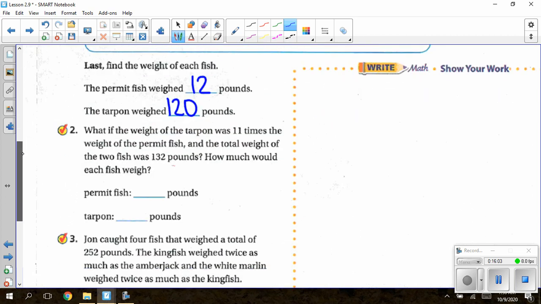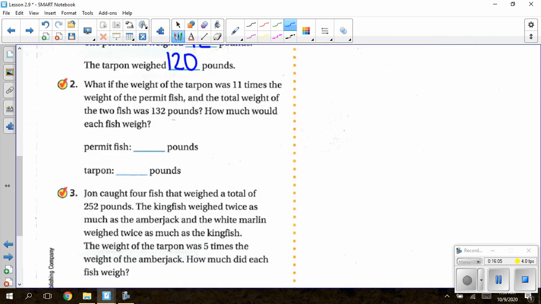Moving on to question number 2. What if the weight of the tarpon was 11 times the weight of the permit fish and the total weight of the two fish was 132 pounds? How much would each fish weigh? So again, we know that the permit fish would still only have the one box. But this time, the tarpon fish would have now 11 boxes.